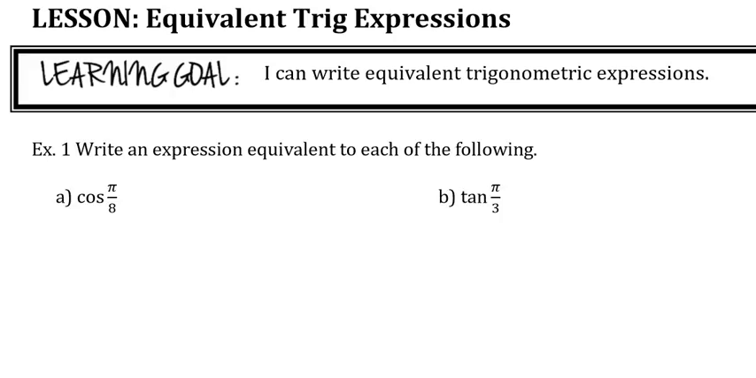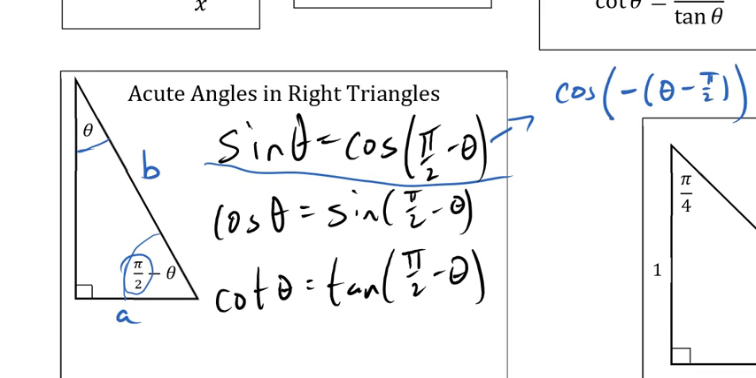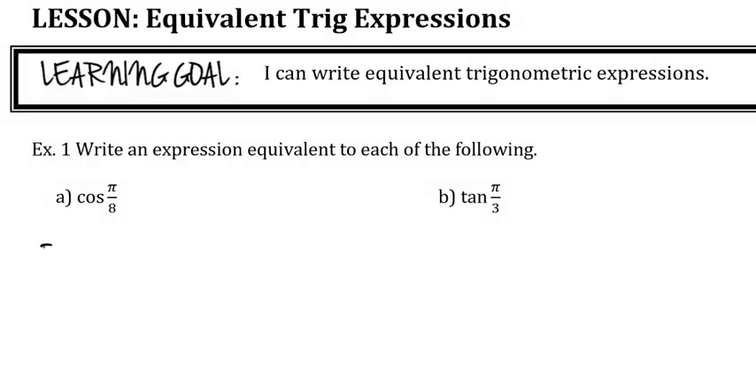So often we're going to use these guys. Cos of pi by 8, so that's here. Cos of theta is equal to sine of pi over 2 minus theta. So it's equal to sine of pi over 2 minus pi over 8. Pi over 8 is my theta. And then you would work that out with fraction math.